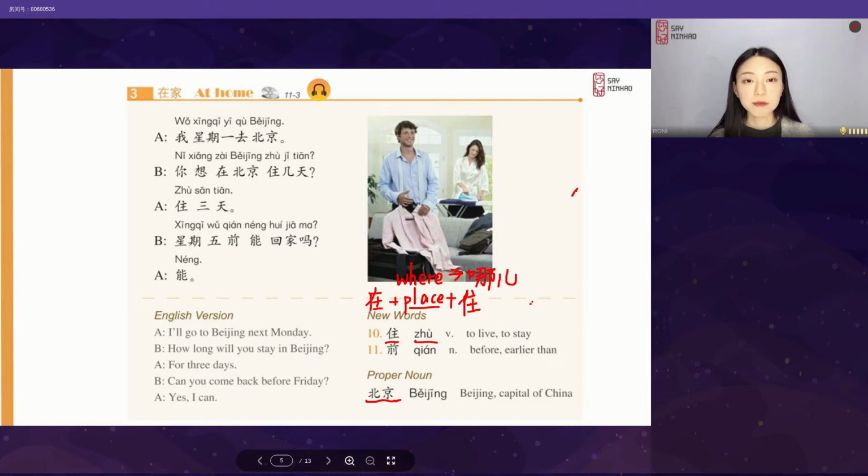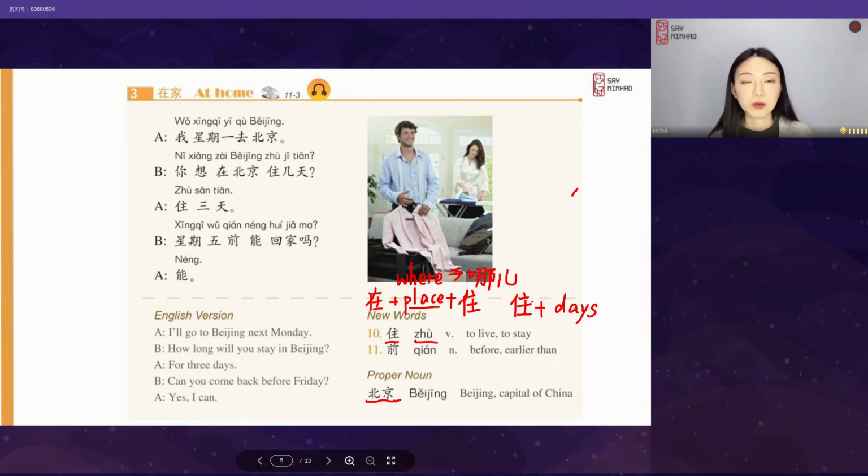And let's try to say, stay for 3 days. Then it is 住3天. Okay, if you want to talk about the period of how long you've stayed, then you just need to put the days after 住. Okay, if it is 3 days, then 住3天. If it is 1 day, 住1天. And if it is 2 days, 住2天. Please pay attention to it. It is not 二, it's 两.